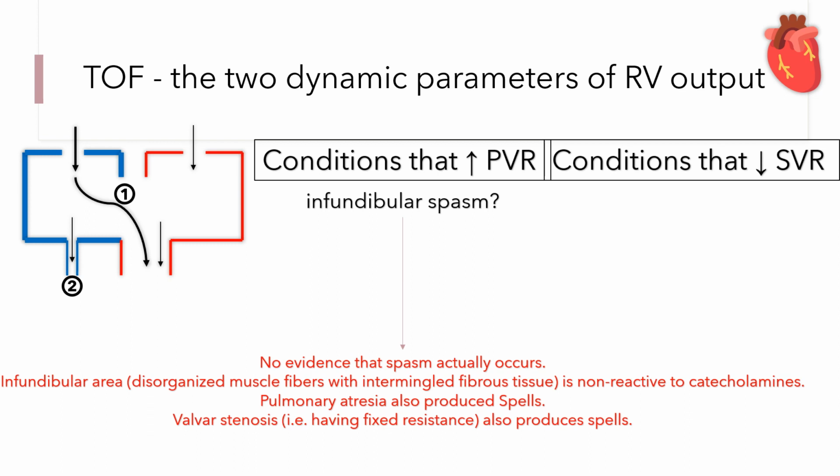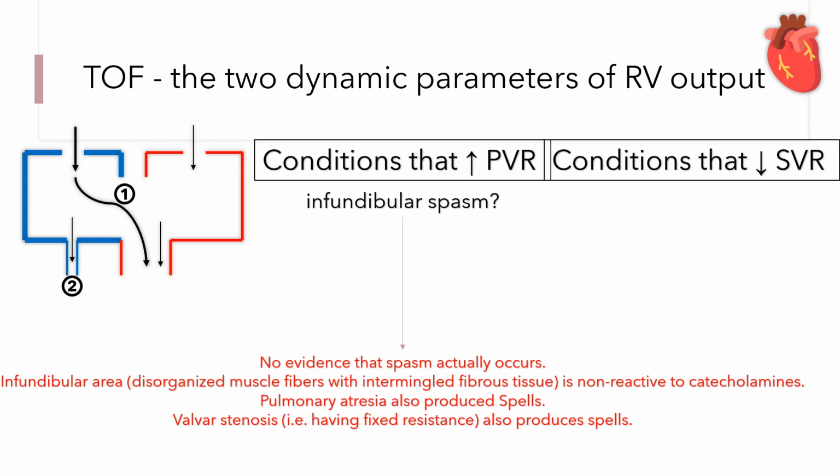Second thing is the infundibular area actually consists of disorganized muscle fibers with intermingled fibrous tissue that is non-reactive to catecholamines. If a particular area is non-reactive to catecholamines, it is very unlikely that the spasm will actually occur. Third thing is a patient having pulmonary atresia, that means absent pulmonary valve, in which spasm occurrence will not matter because the valve is atretic. They also are seen to have spells. Fourth thing, if there is no infundibular stenosis, but rather valvular stenosis, that means the obstruction is at the level of the valve, which has a fixed resistance, they also produce spells.